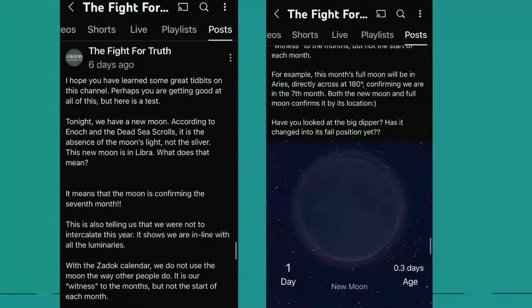And so today I'm going to show you what you can show your friends who are keeping a different Zadok calendar, or even a calendar that is using the moon to determine their months. So let me go to my next screen.